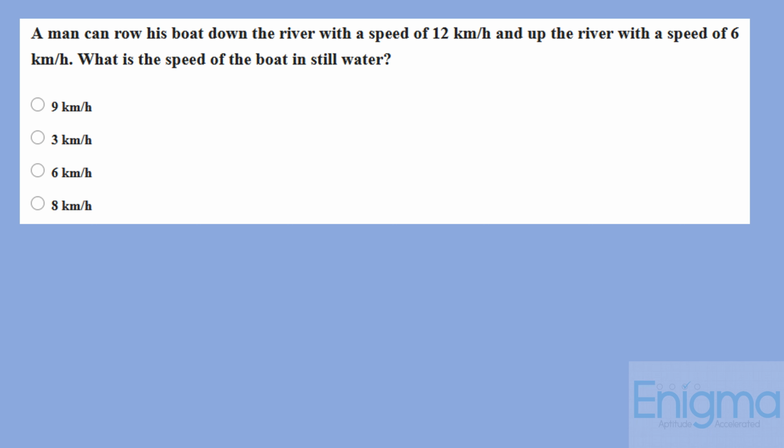A man can row his boat down the river with a speed of 12 kilometers per hour and up the river with a speed of 6 kilometers per hour. What is the speed of boat in still water? So basically, we are given downstream speed and upstream speed. So we can form very simple equations.